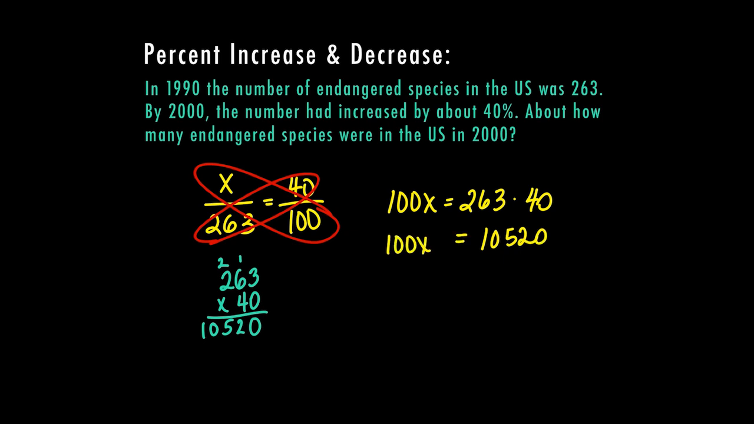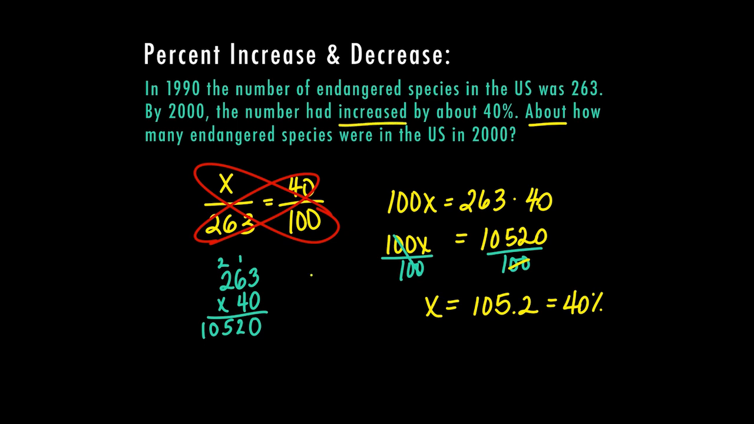So then my last step is going to be to divide both sides by 100. And then I see here that x equals, and if I divide by 100, I'm just moving my decimal over 2 places. So that would be 105.2. And since I can't have 0.2 as an actual number of species, it does say about how many. Now, this represents my 40%. But the question wanted to know about how many endangered species were in the U.S. in 2000. And this 40% represents an increase.